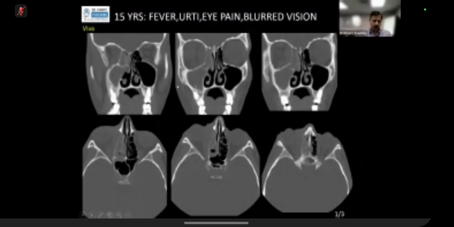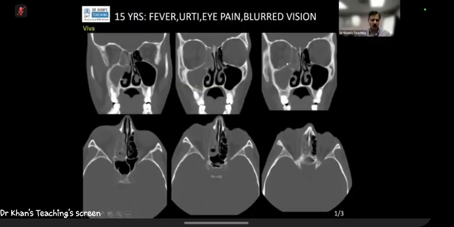Now, in this case, the patient has presented. This is a child, 15 years old, with fever, upper respiratory tract infection, eye pain, blurred vision on the right side. Now, look at the ethmoid sinus. Look at the adjacent orbit on this slice and this slice particularly, and tell me what is your diagnosis. Over to you.